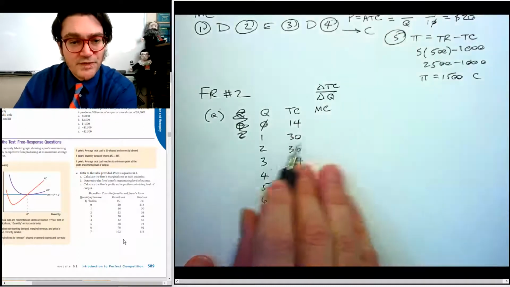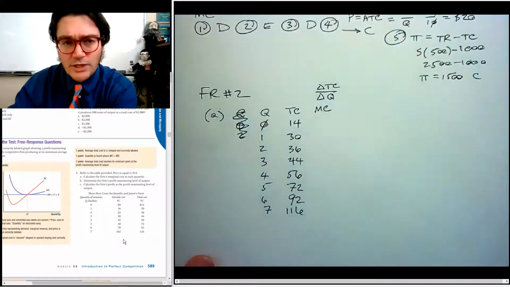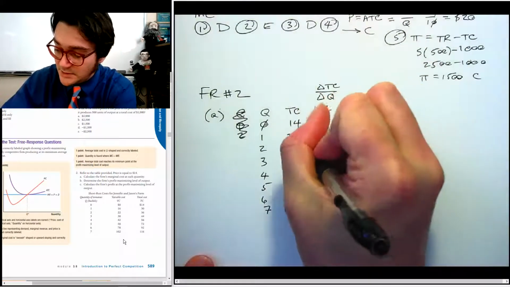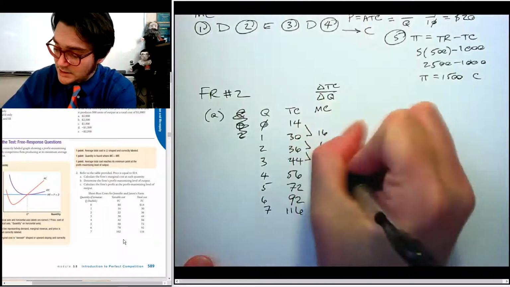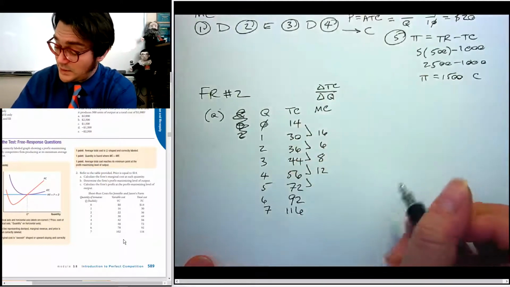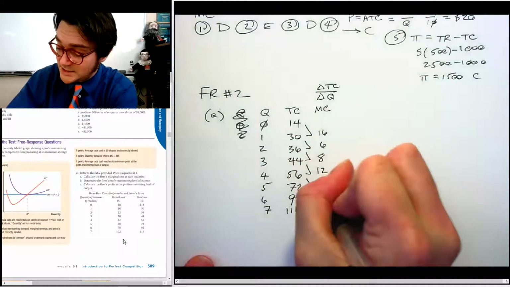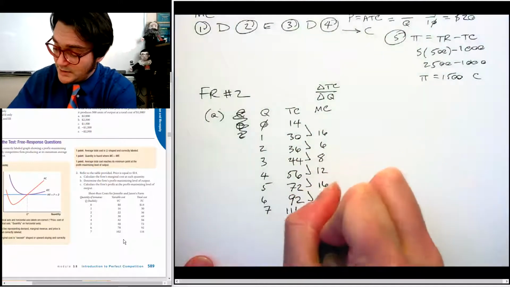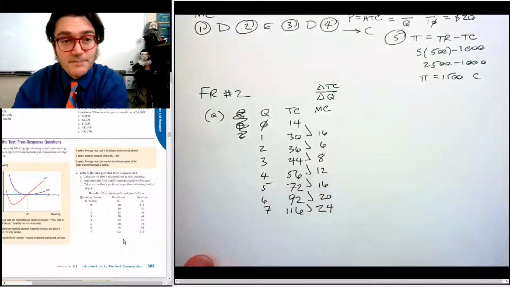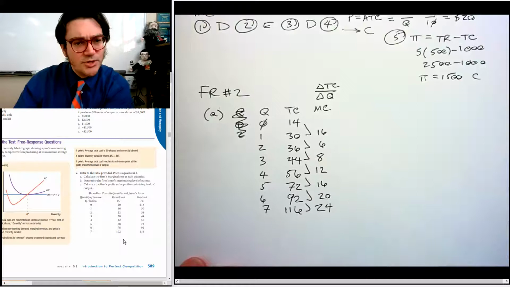So what we're going to look at for these is at each quantity. We're just changing the quantity by 1 every time. So the marginal cost of the first unit is 16. The second unit is 6. The next unit is 8. The next unit's 12, 16, 20, and 24. And so we've got our marginal costs.